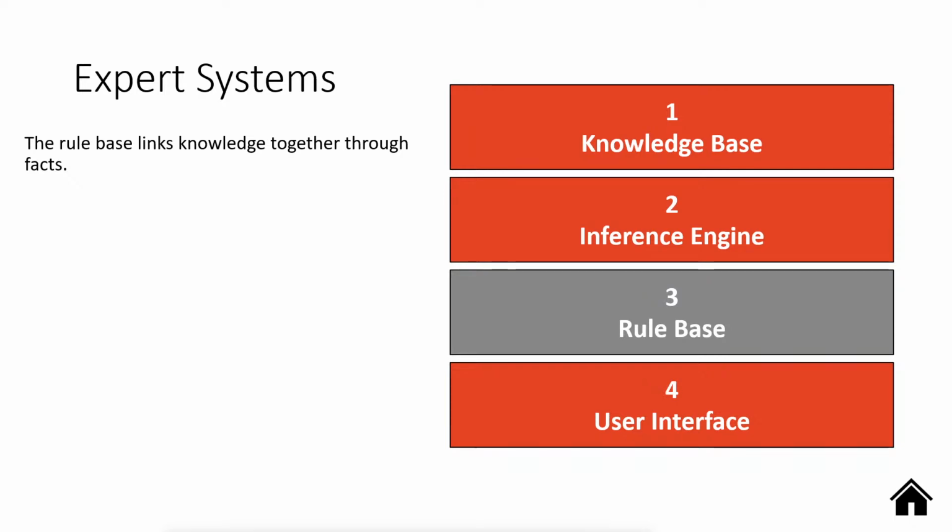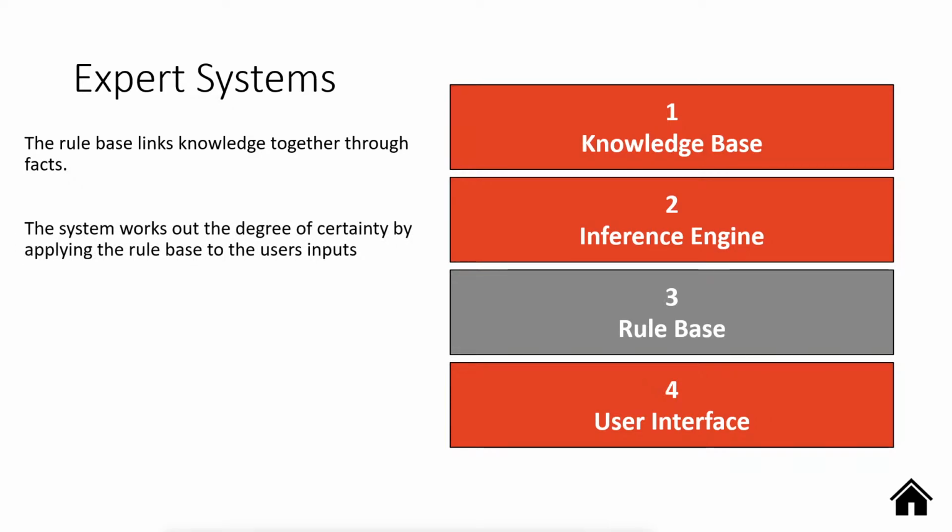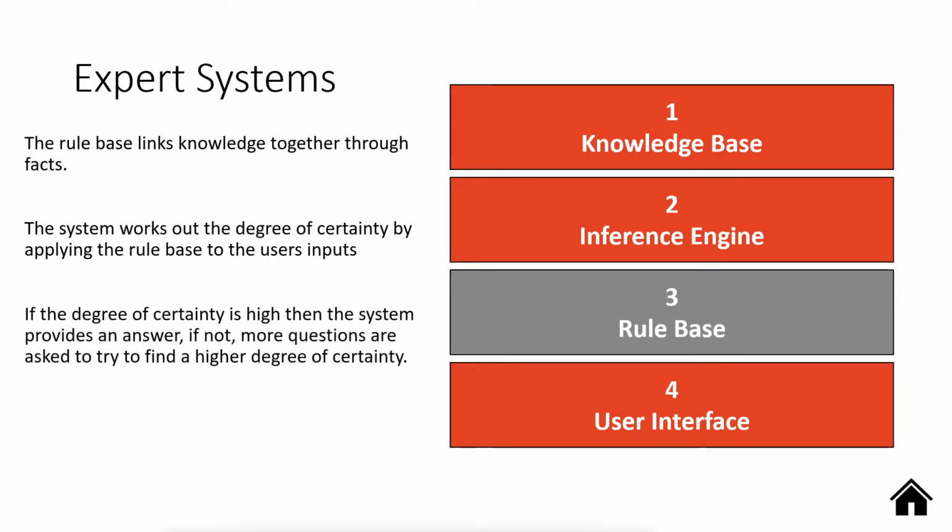Okay, so the rule base that links the knowledge together through facts. The system works out the degree of certainty by applying the rule base to the user's inputs. Now, things like Akinator that we were talking about before, these expert systems actually learn. Modern expert systems learn through machine learning. Machine learning helps us deduce these things, update the rule base based on what people are saying. So if we get the wrong answer or we get feedback from the user, we update and get the system to learn from that in the rule base.